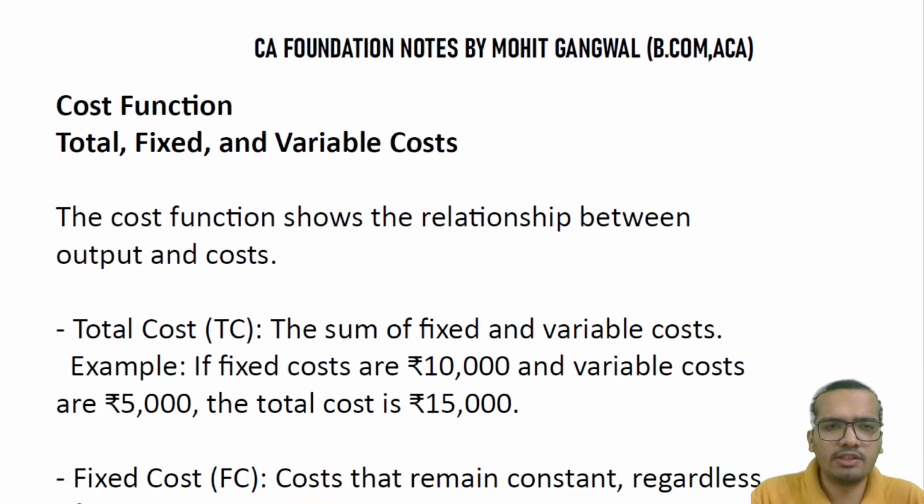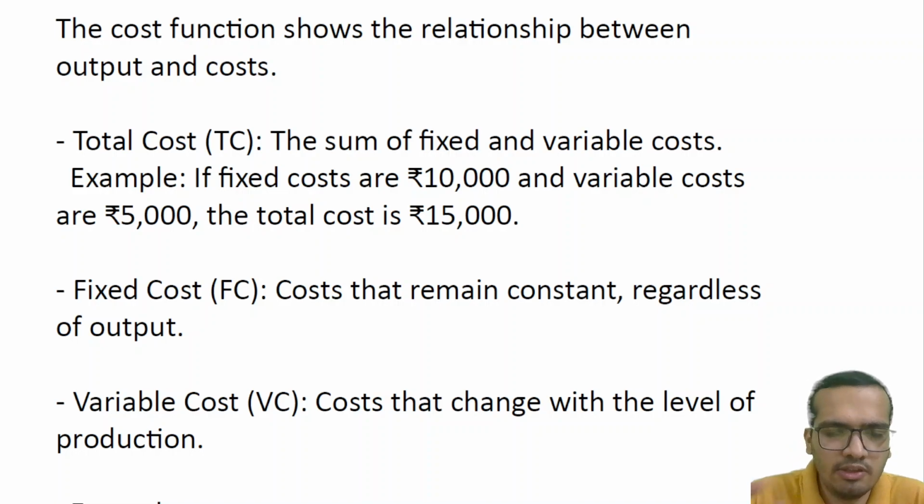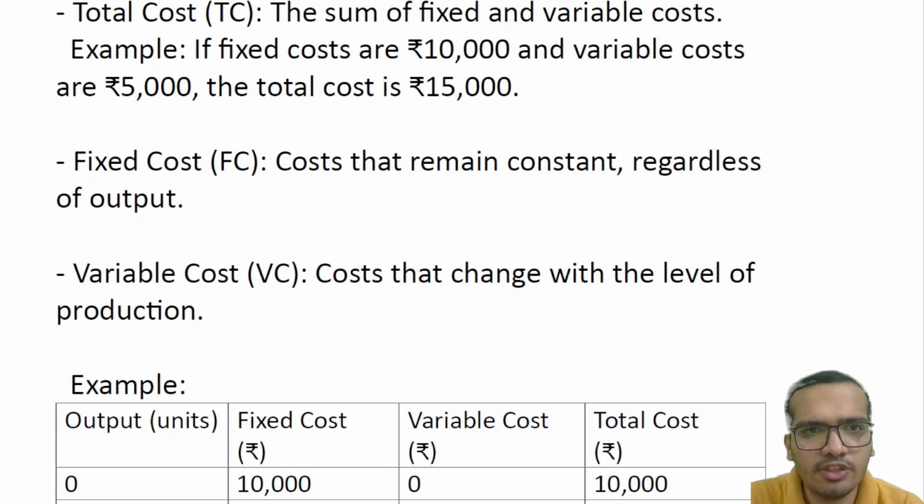Then comes one of the interesting topics, that is cost function, which covers total, fixed and variable cost. The cost function shows the relationship between output and cost. First, total cost. It is the sum of fixed and variable cost. Example, if fixed cost is rupees 10,000 and variable cost is rupees 5,000, the total cost would be the total of both fixed plus variable, that is rupees 15,000. And I have defined what is fixed cost.